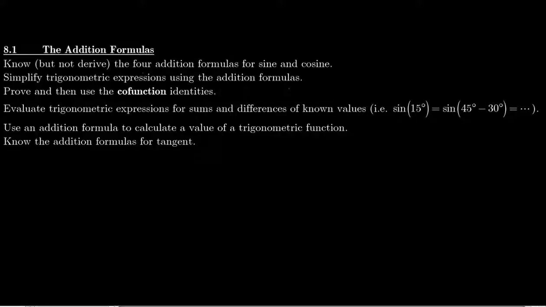Chapter 8 is called Analytic Trigonometry, and most of Chapter 8 is going to involve using formulas to simplify trigonometric expressions. 8.1 is mostly concerning the addition formulas. You're going to need to know them, but you don't have to derive them, and then you're just going to do a lot of simplifying, use them, evaluate, and then use some more. And then in the second day we will go into the formulas for tangent, which means in the first day we'll be doing sine and cosine addition and subtraction formulas.